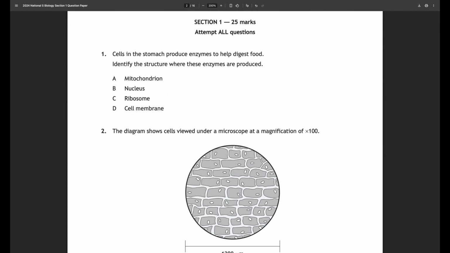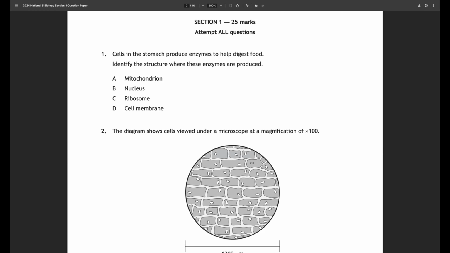So, as always, 25 marks, 25 multiple choice questions, and the answers are A, B, C, or D for every question. So, question 1. Cells in the stomach produce enzymes to help digest food. Identify the structure where these enzymes are produced.